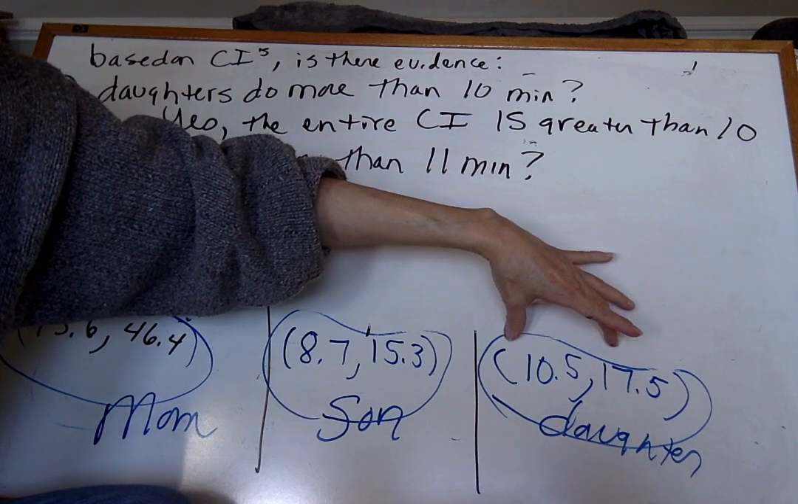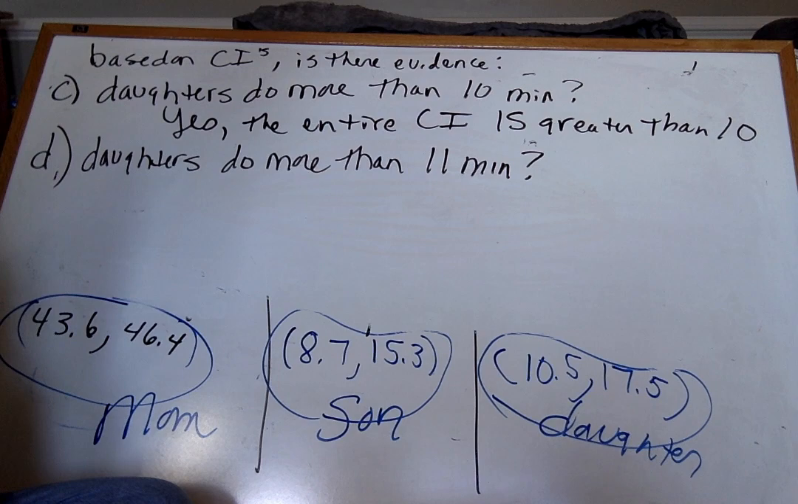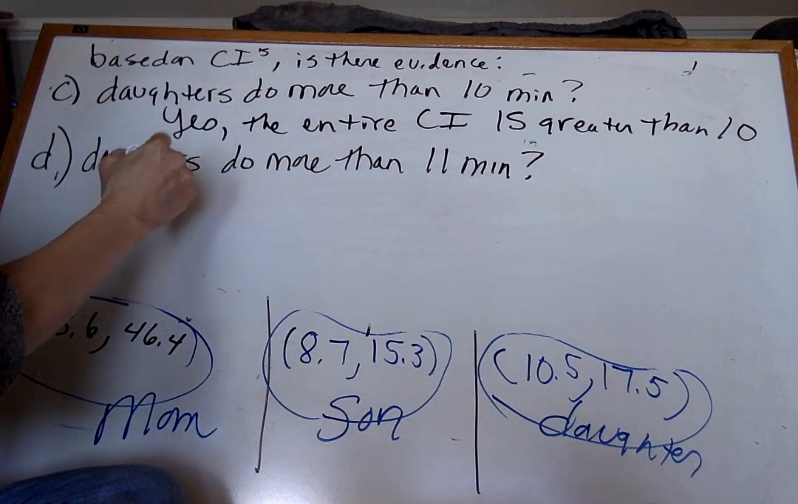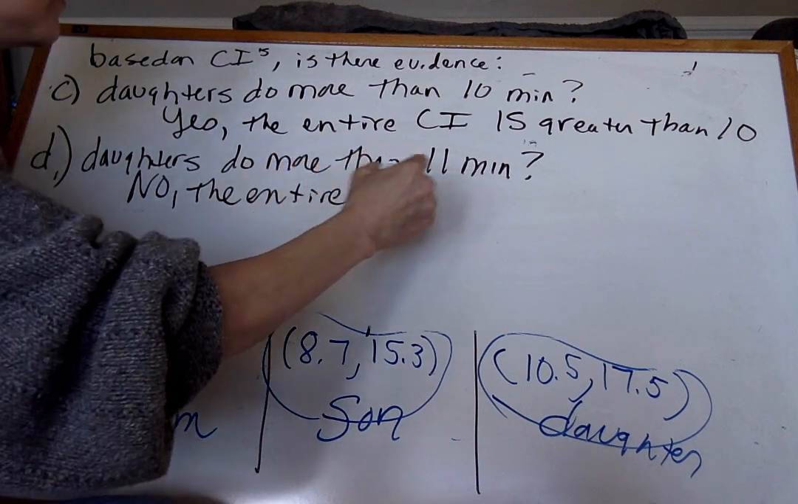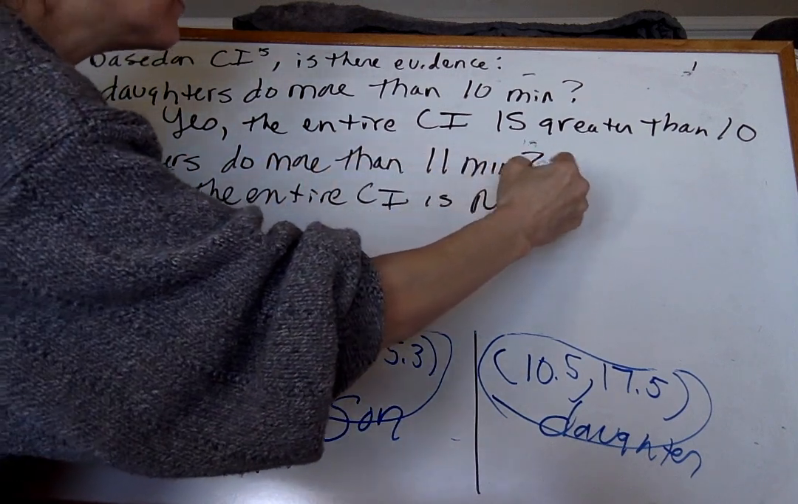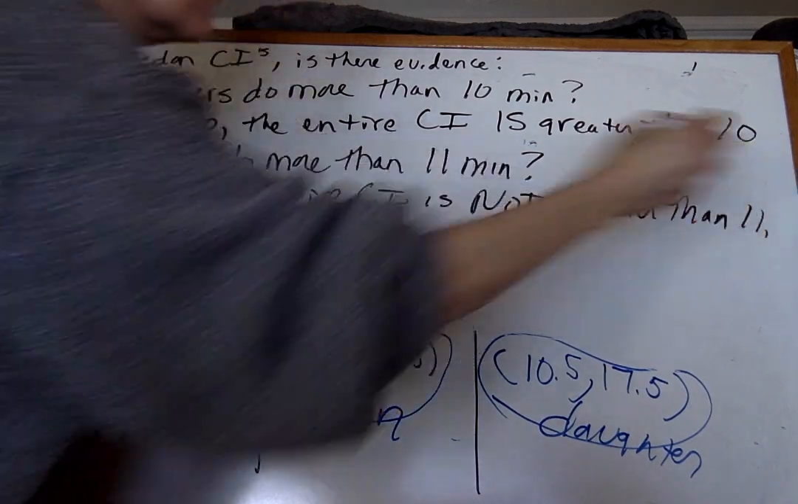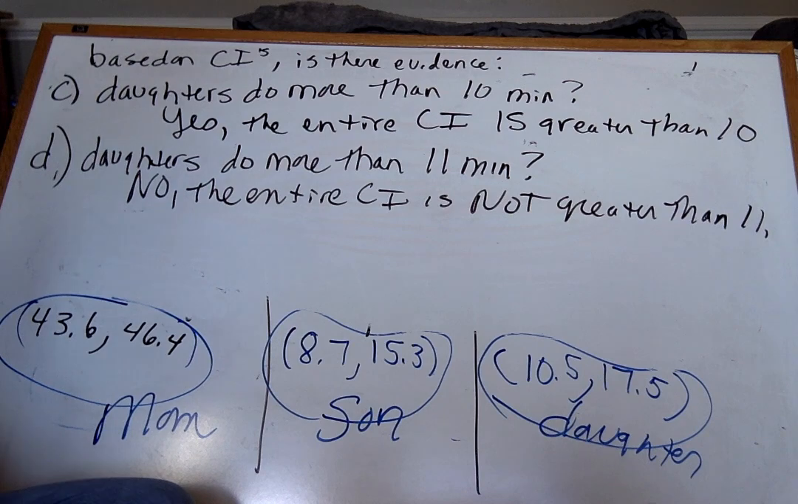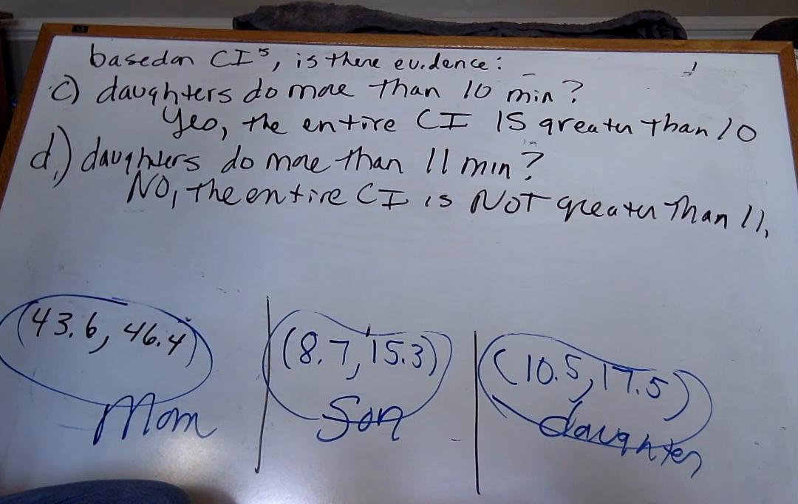Every single number in here has to be greater than 11 in order to say yes. And that is not the case. So the answer is no. The entire CI is not greater than 11. You could say no, since the CI goes down to 10.5. That would be perfectly fine also.